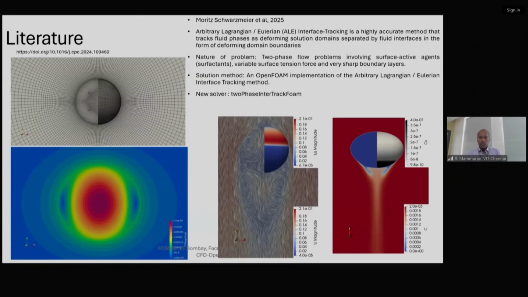So this is another study where OpenFOAM is being used to develop a new solver called two-phase interTrackFoam, using arbitrary Lagrangian-Eulerian interface tracking for accurate tracking of fluid phases in a deforming solution, especially for two-phase flow problems involving surface active agents, surfactants, where there is a variable surface tension force and very sharp boundary layers. So they developed their own solver, and they compared some results with the literature.